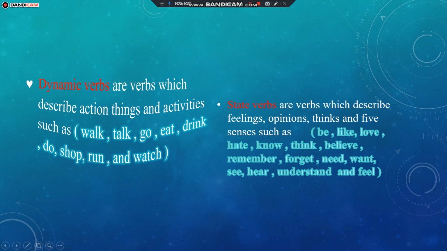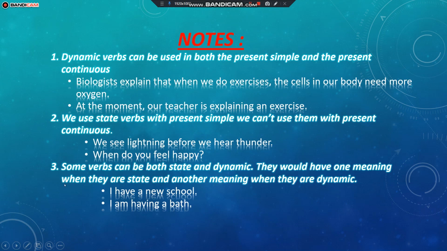But stative verbs, we use them when we want to express our feelings or to give someone our opinion. You have to use stative verbs. Or to talk about my thinking, for example, I think, I believe. Or with 5 senses like smell, see, touch. Okay, Shabab? Now, Shabab, notes. You should know, Shabab.